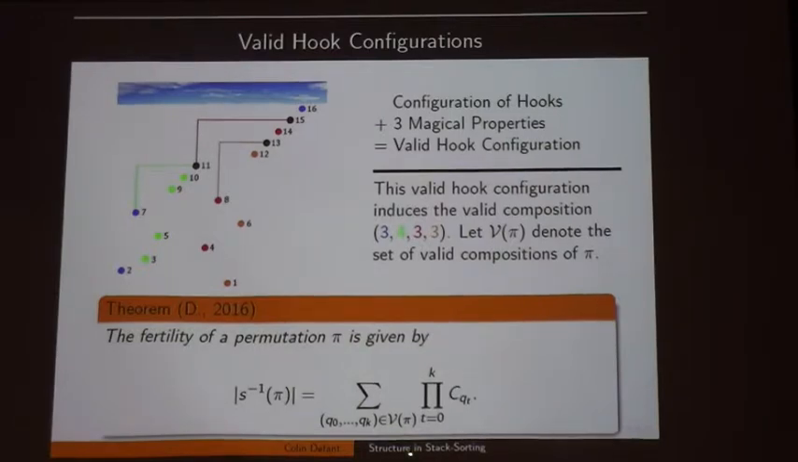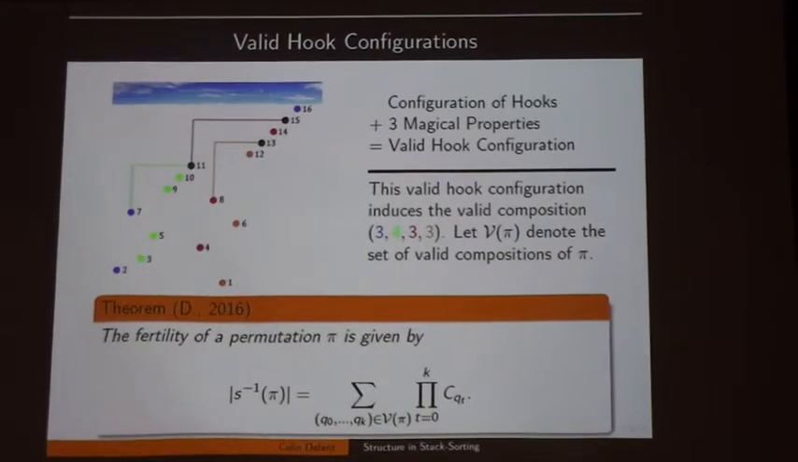The sort of mysterious part here is that the sum is ranging over this set of valid compositions of pi. And if I just give you a permutation, it's not immediately obvious what the set of valid compositions is going to be. So for that reason, this is not going to give us full information about everything we want to know about the stack sorting map, but it's still a useful formula, and in the rest of the talk I'm going to give you some applications of this formula.